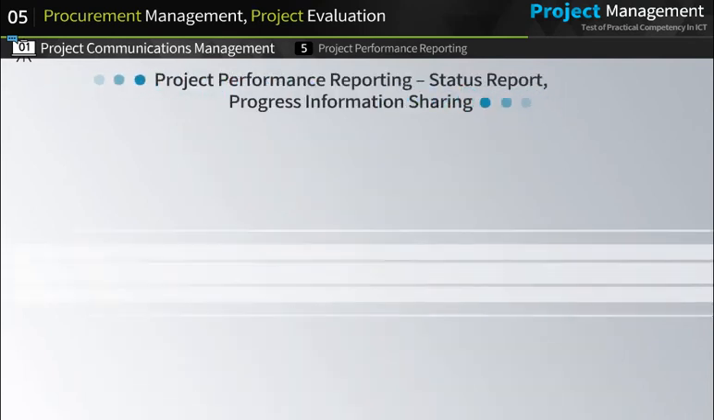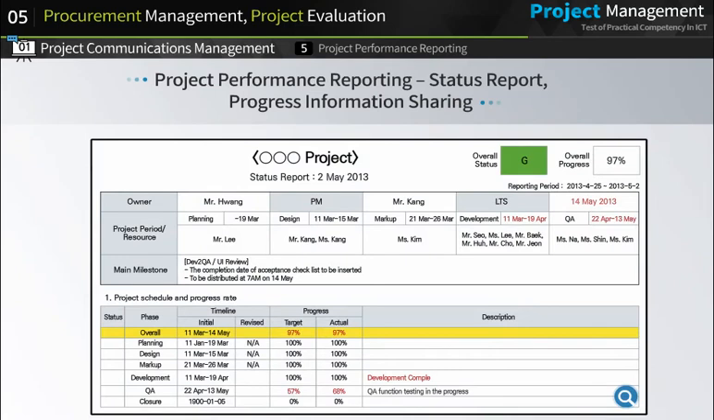The following is an example of a project report. The report features the status, progress rate, and key milestones of the project, and is shared with the entire project team members.